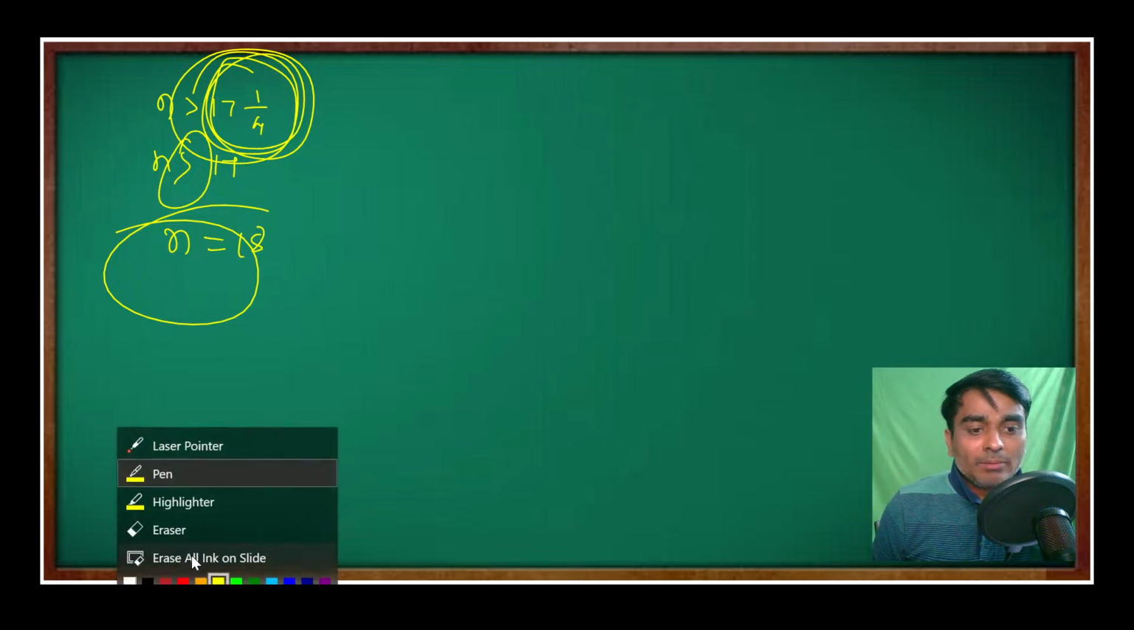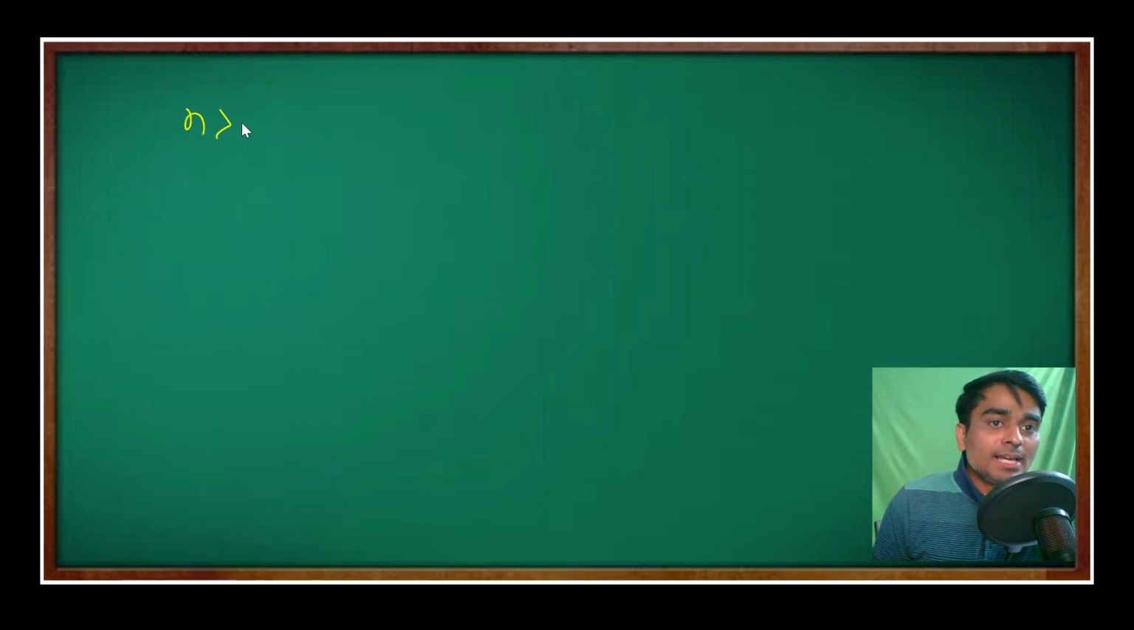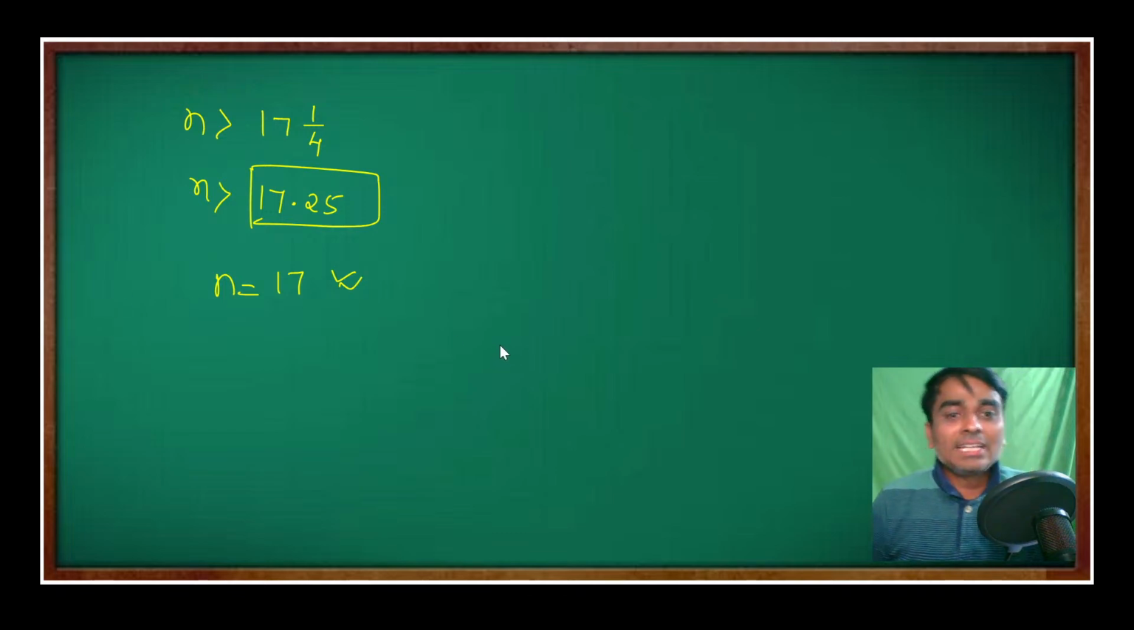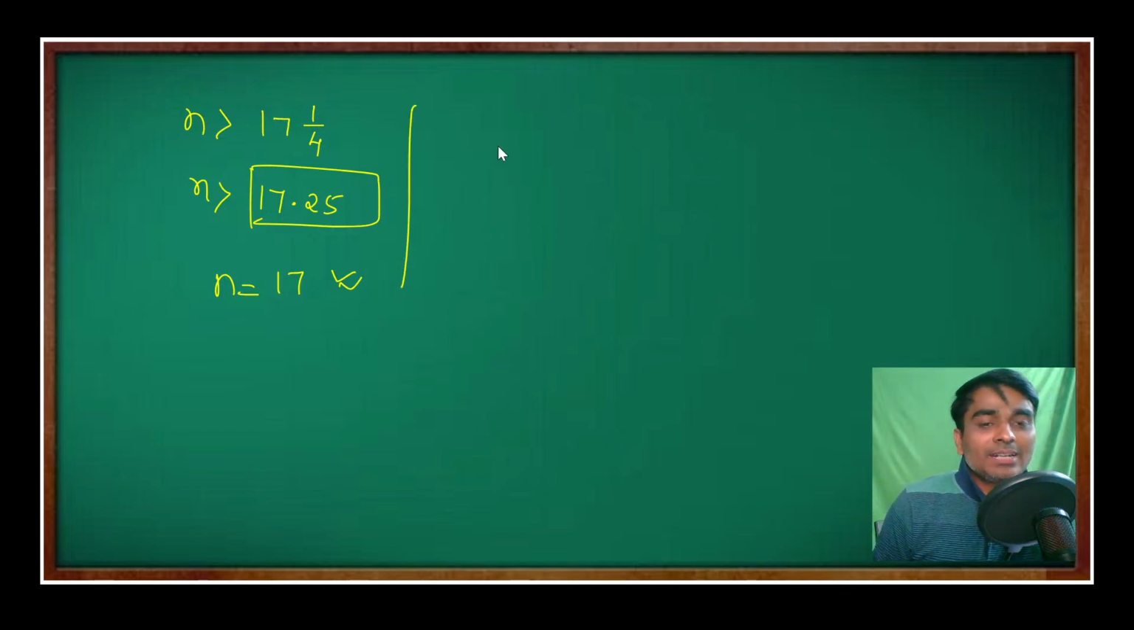Now Jivita might be thinking, sir, it is n greater than 17 1 by 4, so 17.25. If I round off 17.25, then it will be 17. Jivita is thinking like this. But Jivita, you are wrong. Here there is no question of rounding off. Greater than 17 1 by 4.